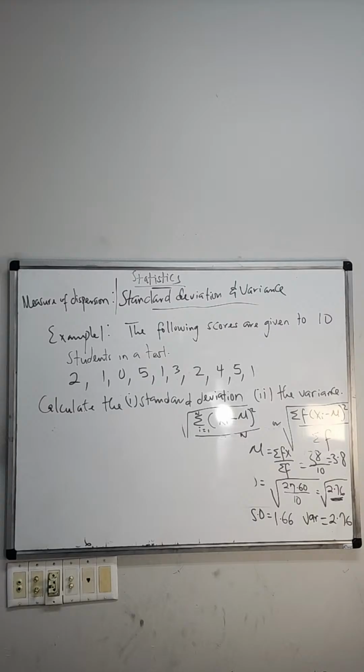So the alternative way of doing this is you can decide not to use the frequency. Just get the mean. You use summation of xi minus mu over n. So you don't use the frequency.